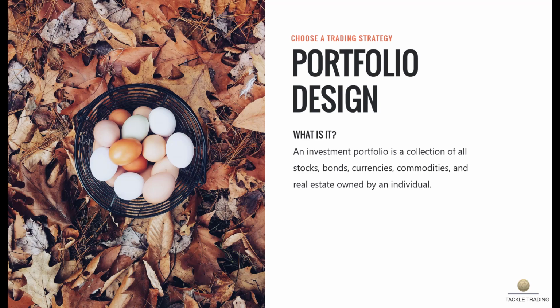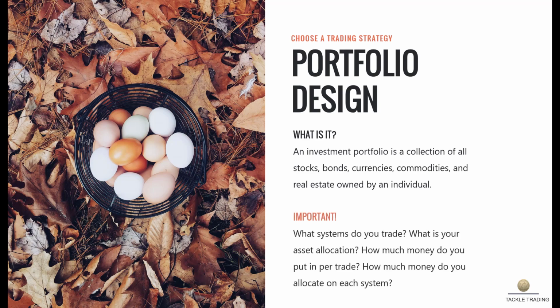Now, everything is by design, including portfolios. So the questions you have are: what systems do you trade? What is your asset allocation per system? How much money do you want to put in per trade in that system? That is called position sizing. These are some of the questions that we're going to tackle here in Module 2.